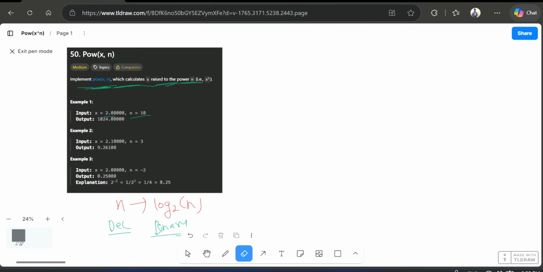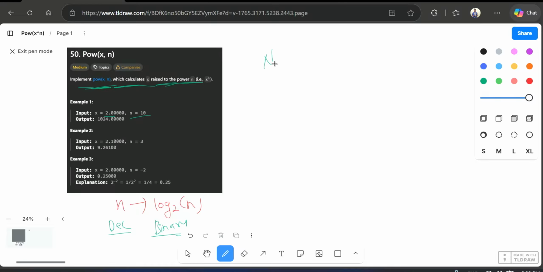Well, one naive way to think about this problem is to simply, let's say you are given two numbers, x being 2 and n being, let's say, 3, right? So basically you are calculating 2 to the power 3. If you break this problem down, it's basically multiplying 2 three times, right? Basically multiplying 2 three times.